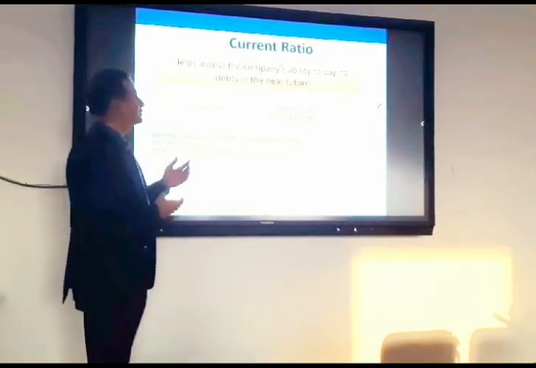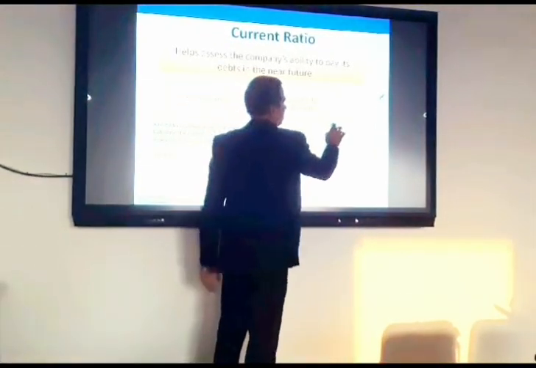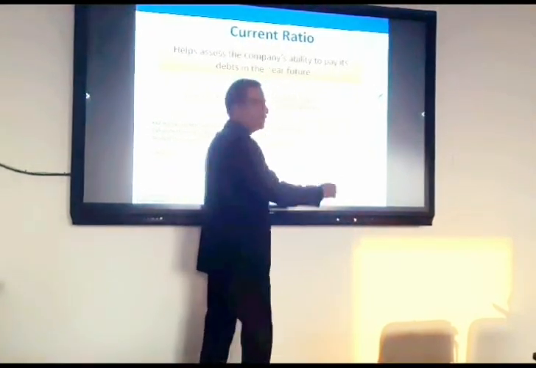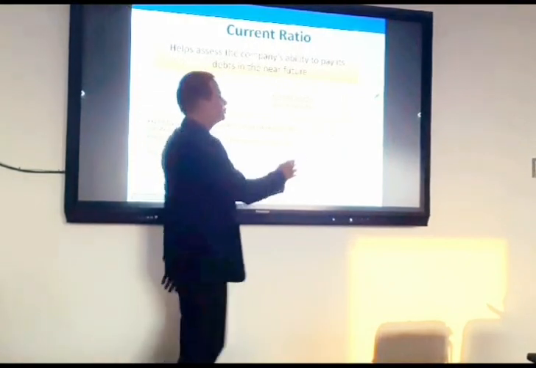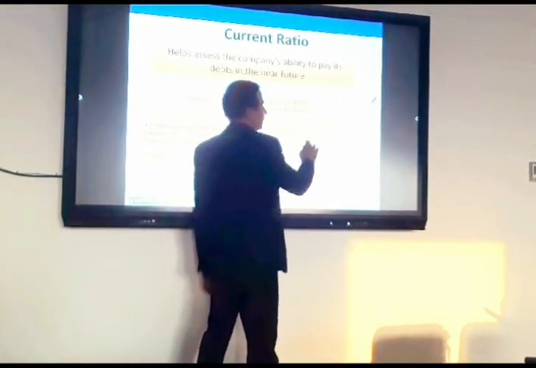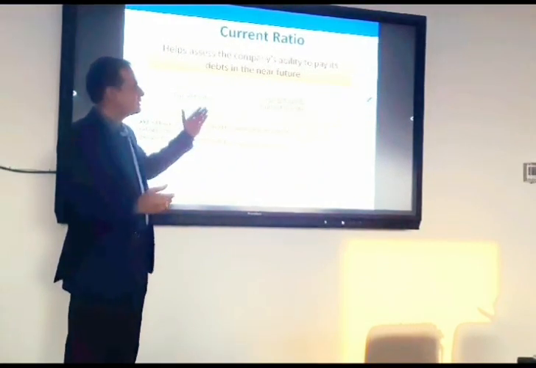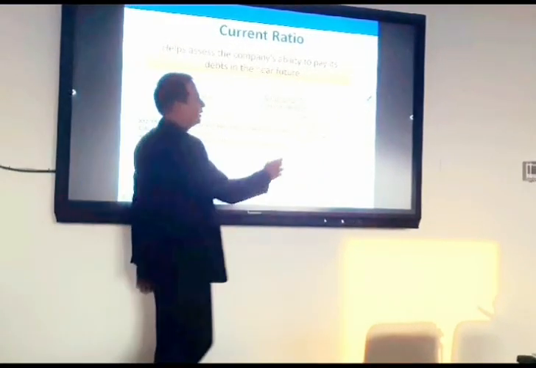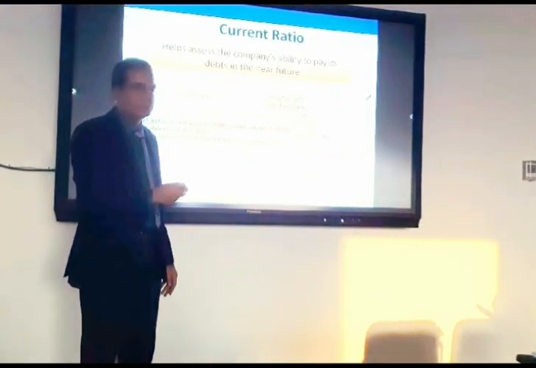The standard for this is 2:1. What does it mean, 2:1? It means for every $1 of current liability to pay, the business must have $2 worth of current assets. If the business has $2 worth of current assets, it means the business is able to pay $1 of current liability on time and the business liquidity position is good.